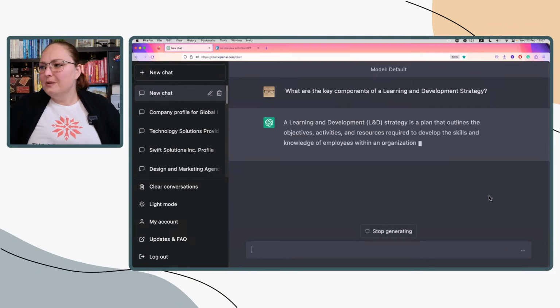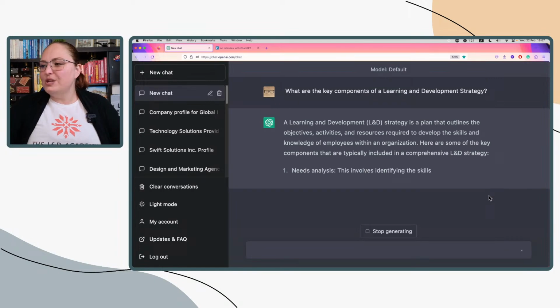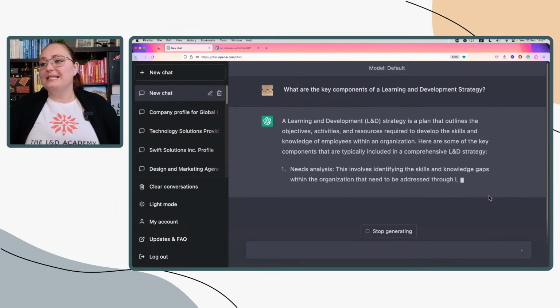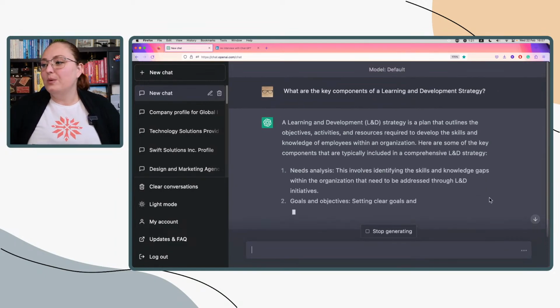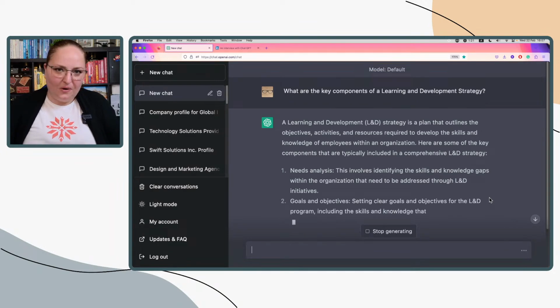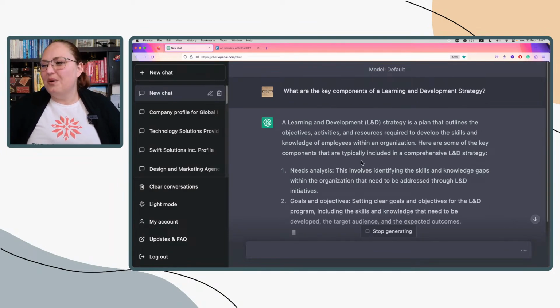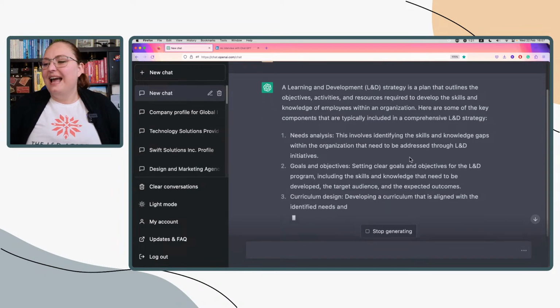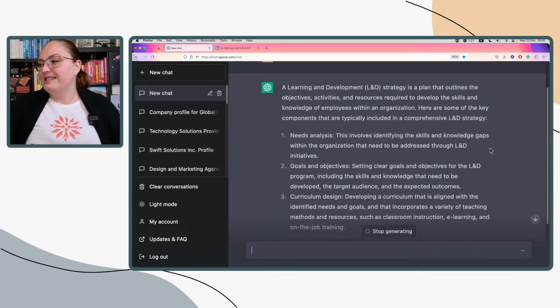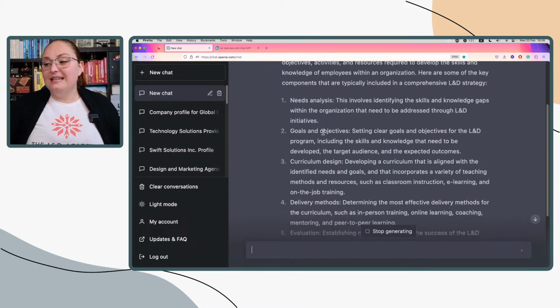So a learning and development strategy is a plan that outlines the objectives, activities, and resources required to develop the skills and knowledge of employees within an organization. So far, so good. Here are some of the key components that are typically included. Needs analysis, good start. This involves identifying the skills and knowledge gaps within the organization that need to be addressed through L&D initiatives. Yes, that's a very good point. Goals and objectives is the next thing.